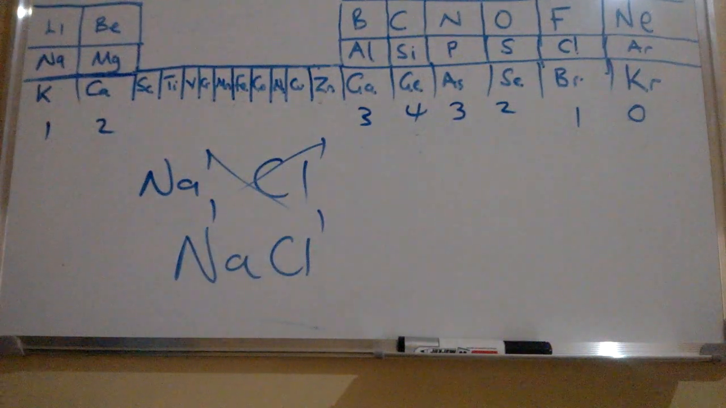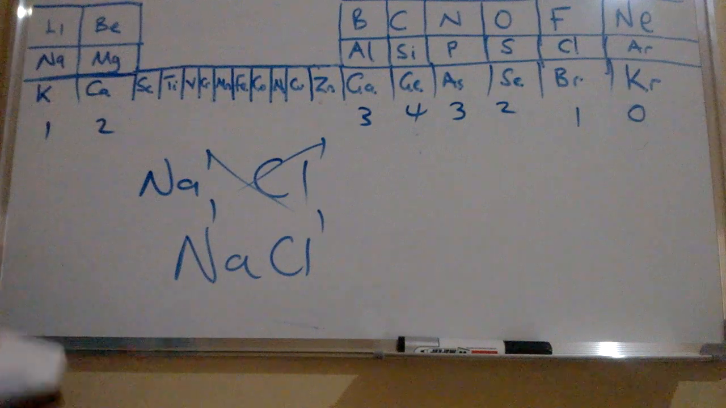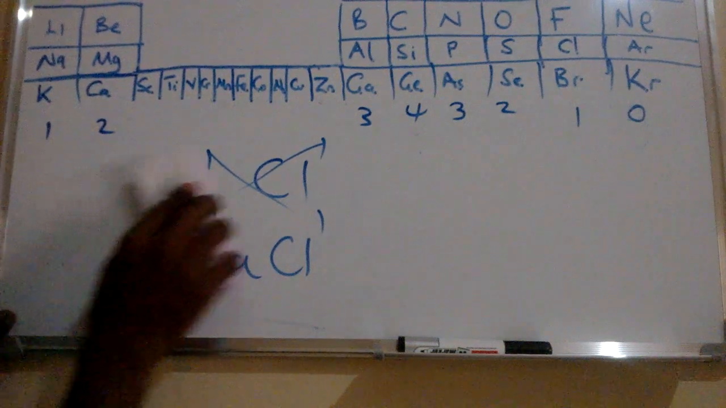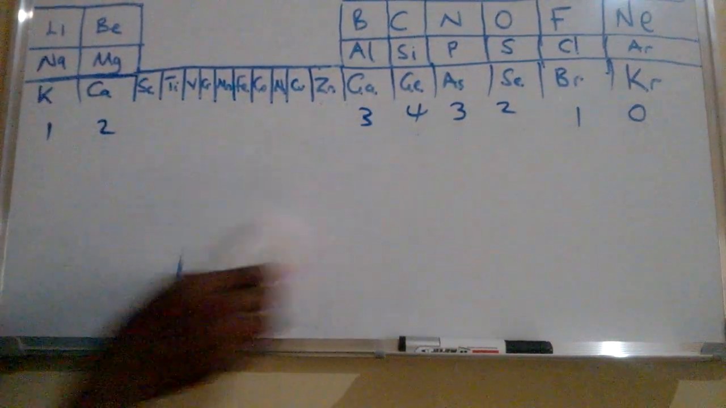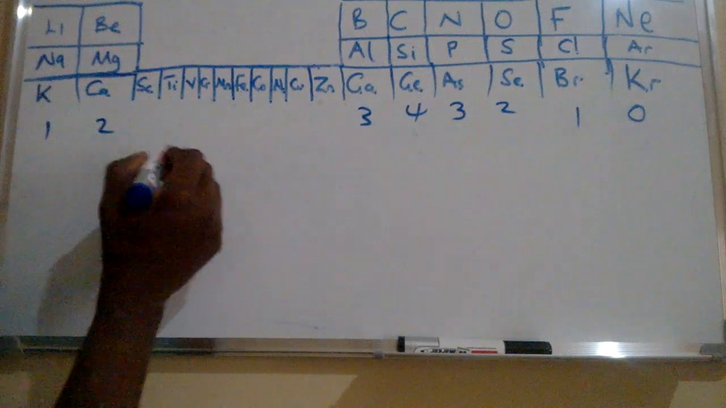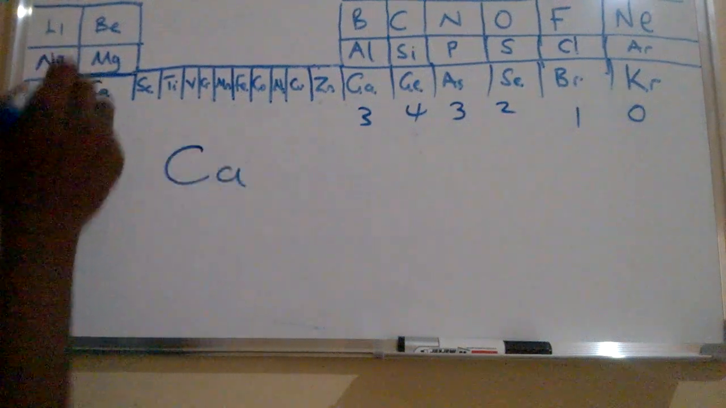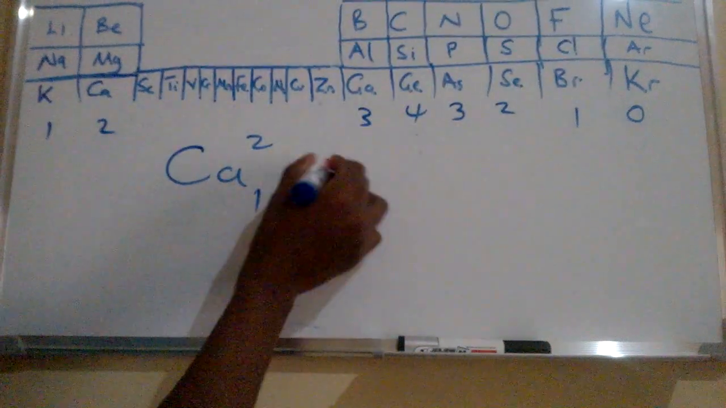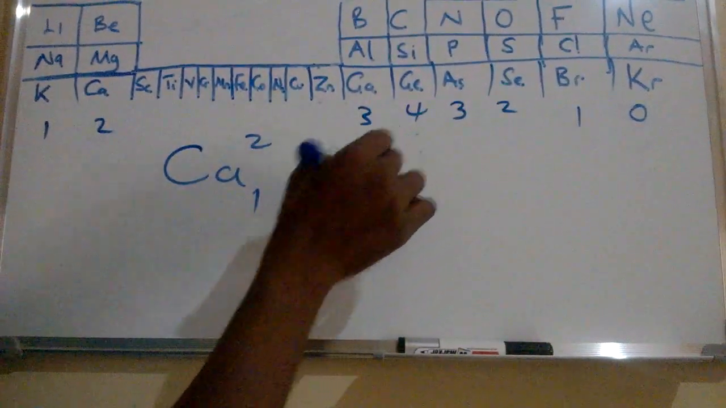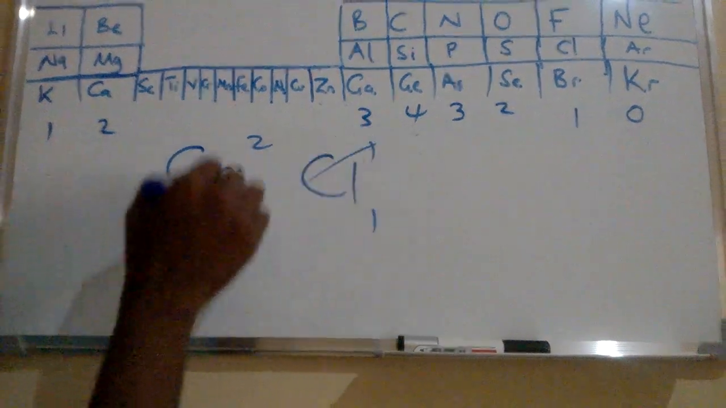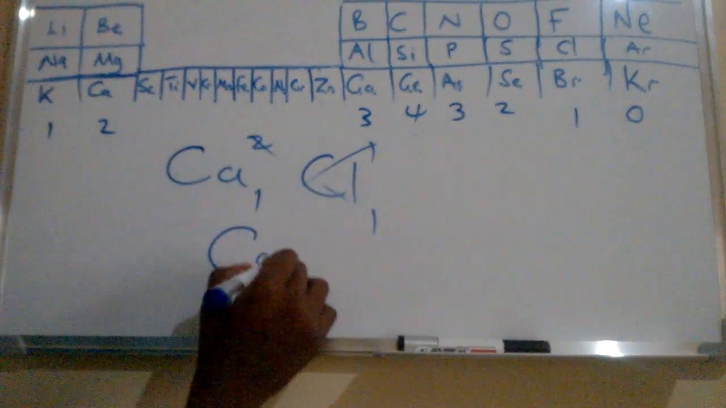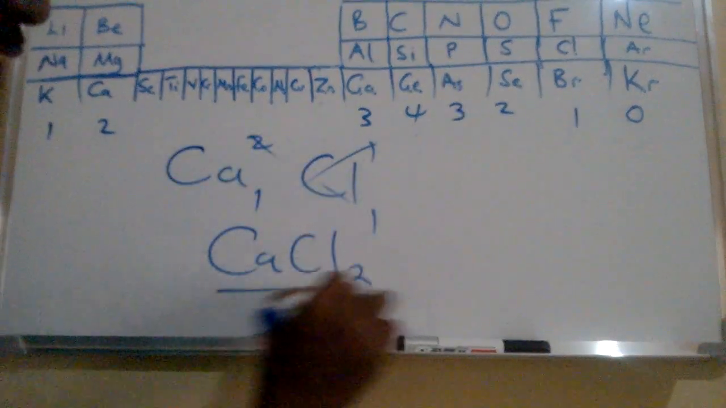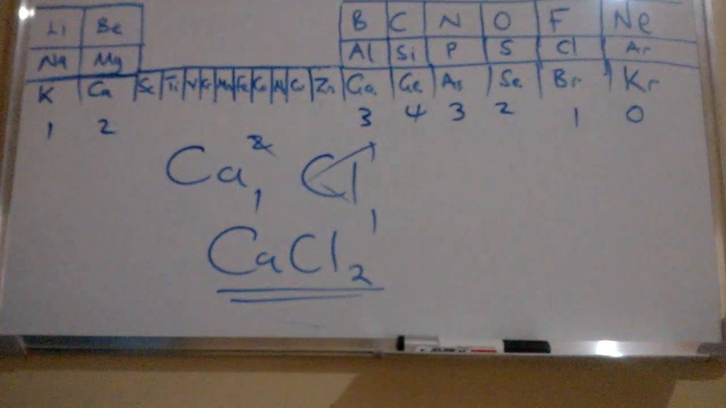What about if we decided to get, let's say, calcium in group 2? So if we have calcium, we're saying it has a valency of 2, 1 atom. With chlorine that side, chlorine has a valency of 1, it's 1 atom. When these interchange, we have that as the formula for calcium chloride.